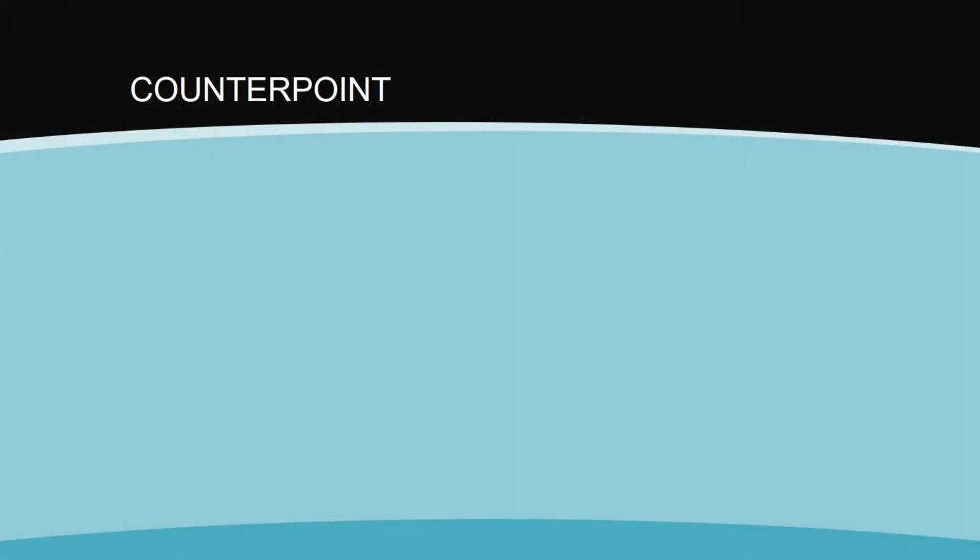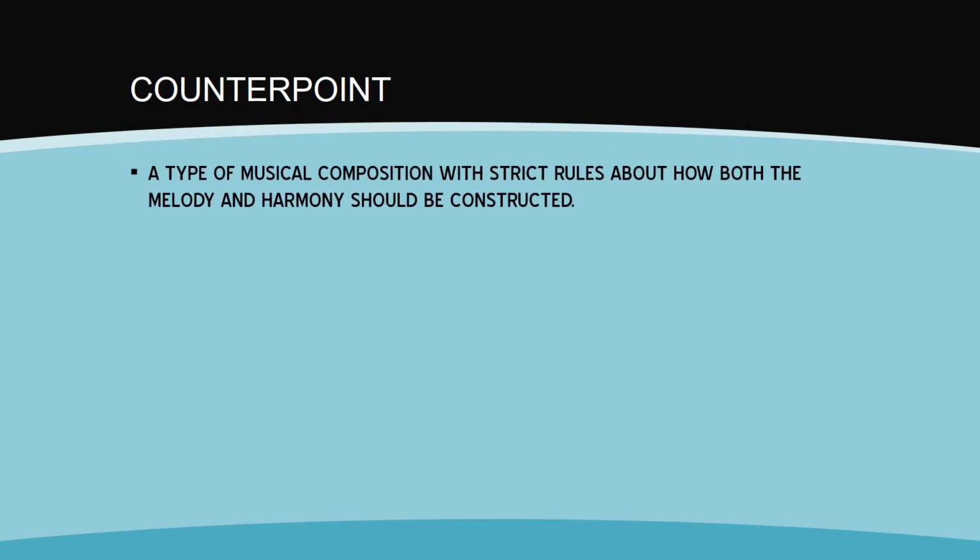Counterpoint is a type of musical composition with strict rules about how both the melody and harmony should be constructed. In this module and the next couple of modules, we will only be studying two-voice counterpoint, but counterpoint can include up to 4 voices or even more. The study of counterpoint is important to every student who chooses to study music seriously.